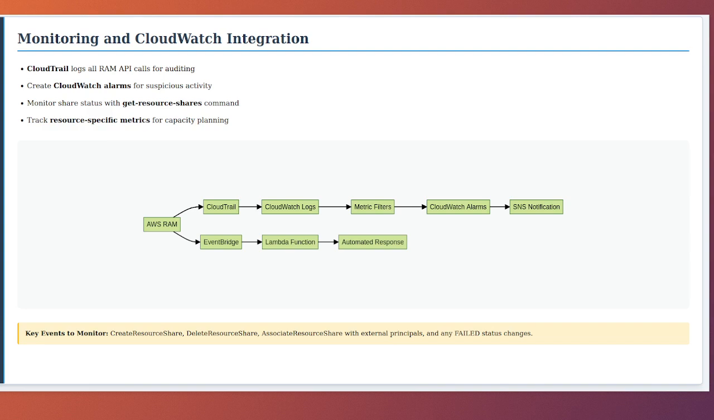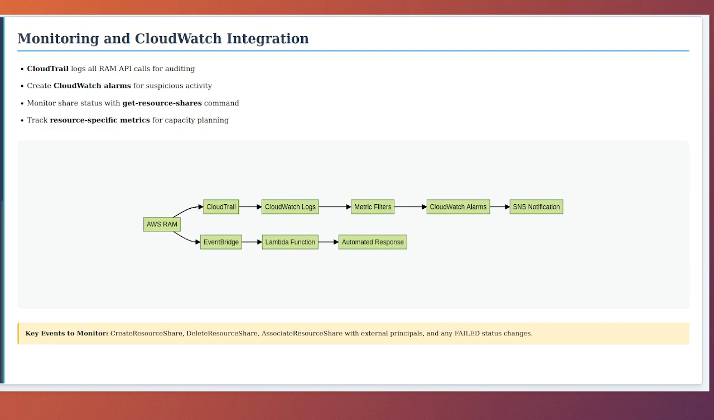You can also monitor resource-specific metrics. For shared transit gateways, CloudWatch provides metrics like bytes in, bytes out, packets in, and packets out for each attachment. For shared subnets, you can monitor the number of available IP addresses. For shared resolver rules, you can track the number of queries forwarded.